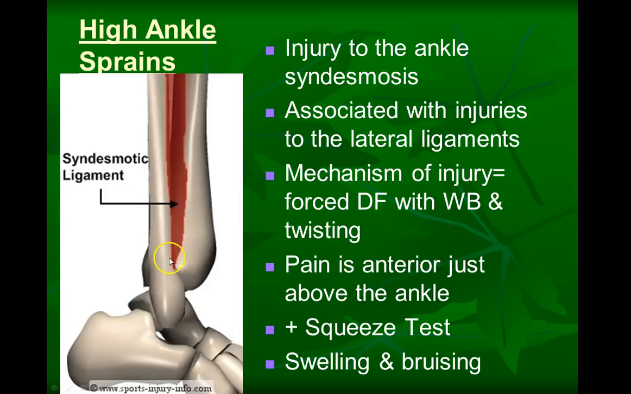It might be in combination with injuries to the lateral ligaments, but the typical mechanism of injury is forced dorsiflexion, almost an over-dorsiflexion motion, in a weight-bearing position, and the ankle undergoes some type of rotation or twisting during that forced dorsiflexion with weight bearing. The patient gets a lot of pain anteriorly, just above the ankle, lots of swelling, lots of bruising. The test that we will do in lab is called the squeeze test to determine whether it could be a high ankle sprain.